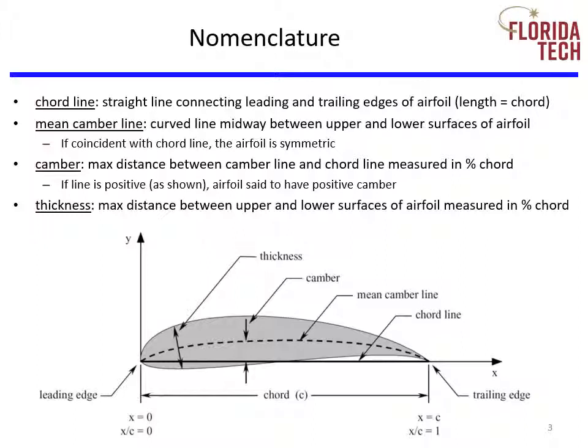If the maximum camber is positive as shown, the airfoil is said to have positive camber. If the camber is zero, in other words, the mean camber line is coincident with the chord line, the airfoil is symmetric.